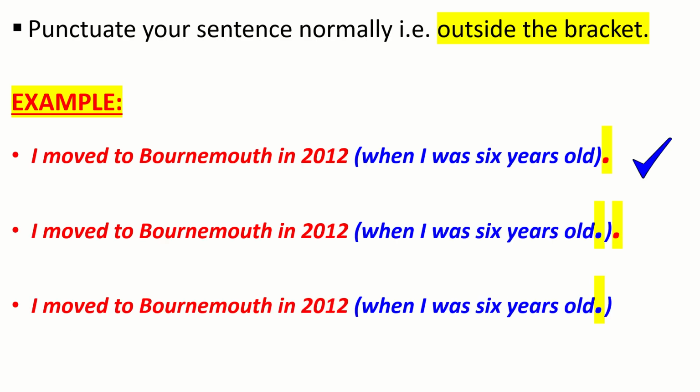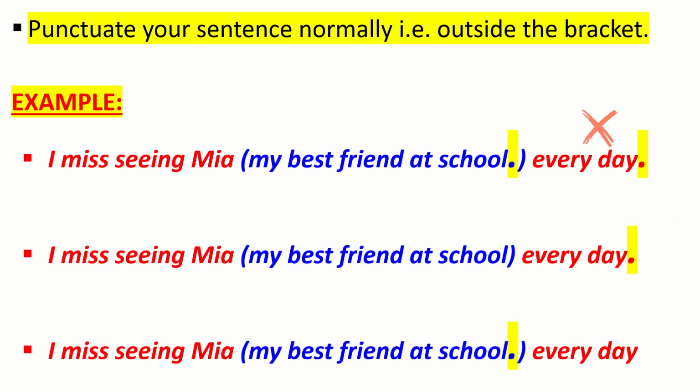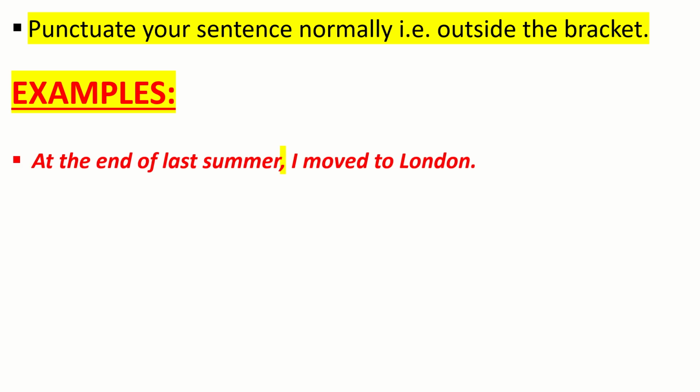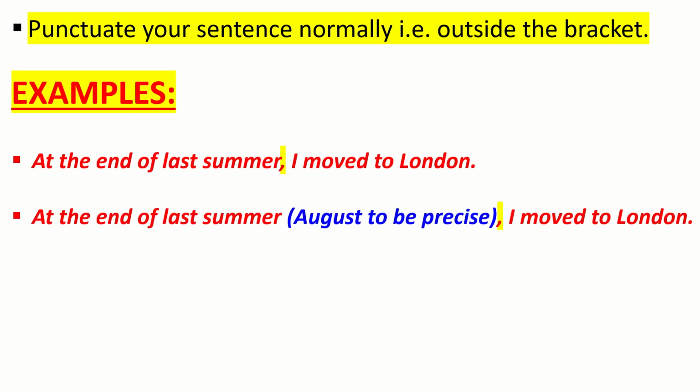Okay, so this is how you punctuate your sentences. In a way, you forget the brackets are there. So I moved to Bournemouth in 2012. The full stop goes at the end of the bracket, not inside. Okay, so again, here's an example here. That would be wrong. That would be wrong. This one is the one that is correct. However, so again, at the end of last summer, comma, I moved to London. At the end of last summer, August to be precise, comma, I moved to London. The comma goes outside the bracket.